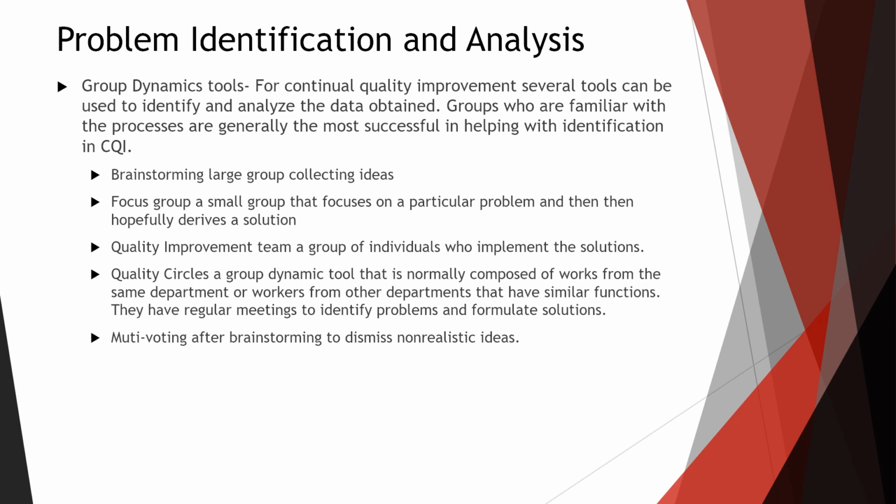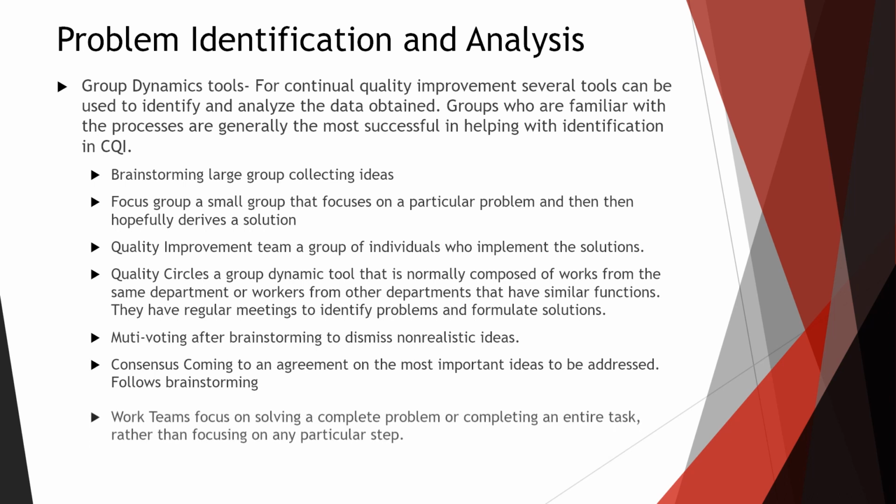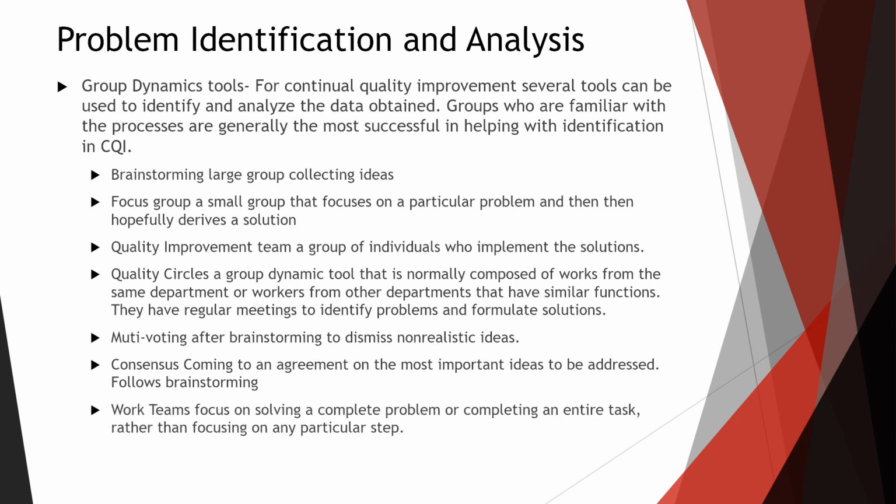Multi-voting after brainstorming, you can dismiss non-realistic ideas. So you collect the brainstorming, you got a bunch of different ideas. Well, let's see, which ones do we think are actually worth pursuing. Then you can go into the focus group and so on. Consensus, coming to an agreement on the most important ideas to be addressed. Pretty obvious there. Work teams focus on solving a complete problem or completing an entire task rather than focusing on a particular step. So the work teams will focus on the big problem, making sure that comes together.